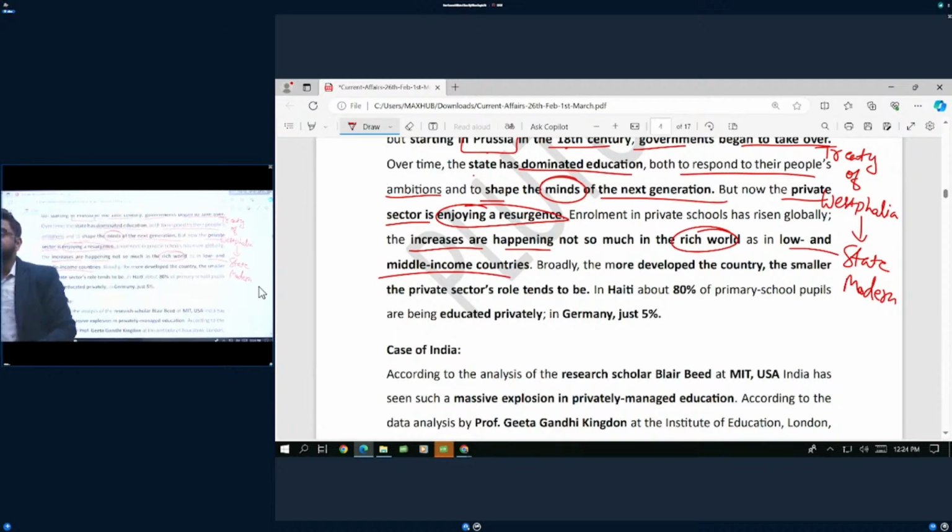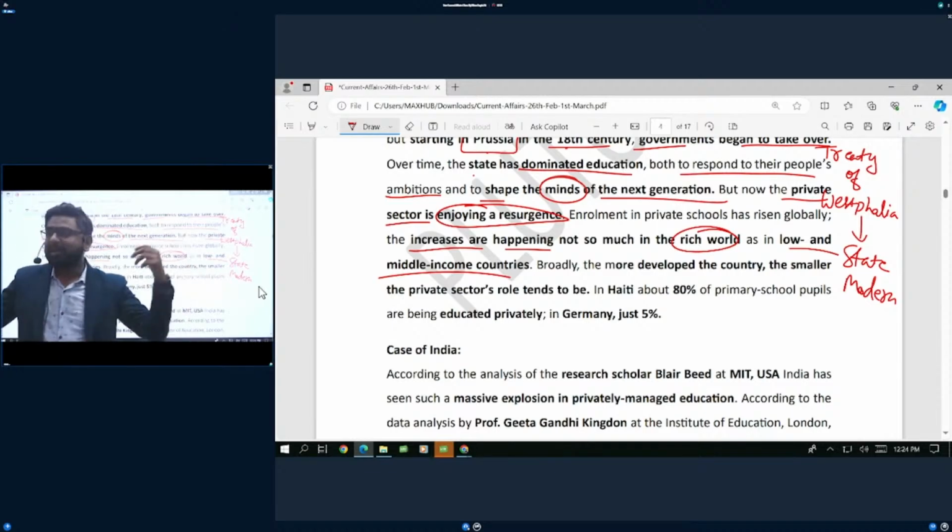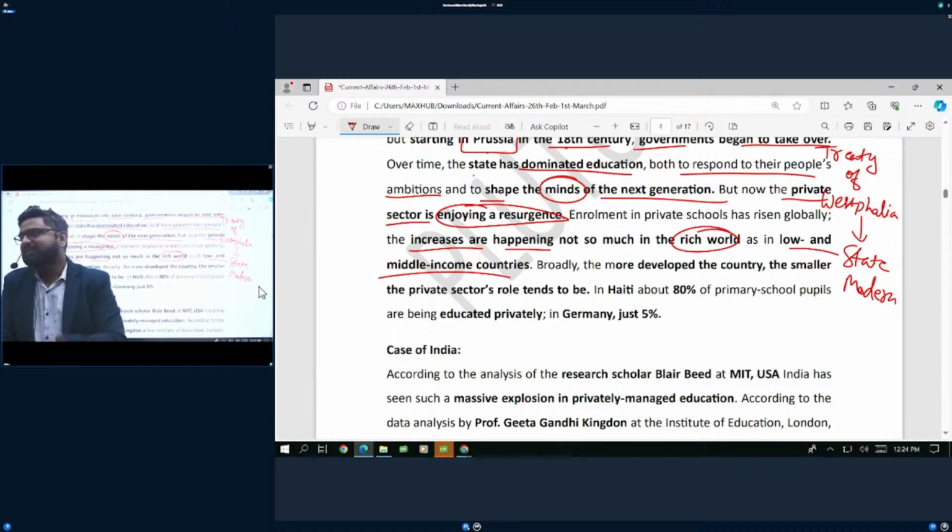In rich countries, private education is not rising that much. Their government education is the primary source of education. Why is it so? Obviously, I'm a rich government, so I can provide very good government schools. So why would you crave a private school? What is the prime reason parents want their kid in a private school? Of course, quality of education. When I'm a rich government with a lot of money like America, I can establish very good schools.